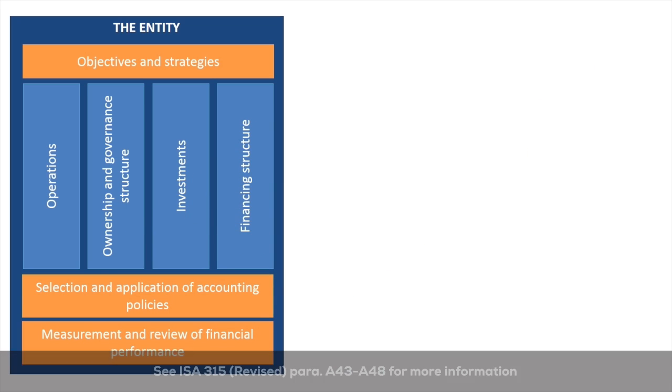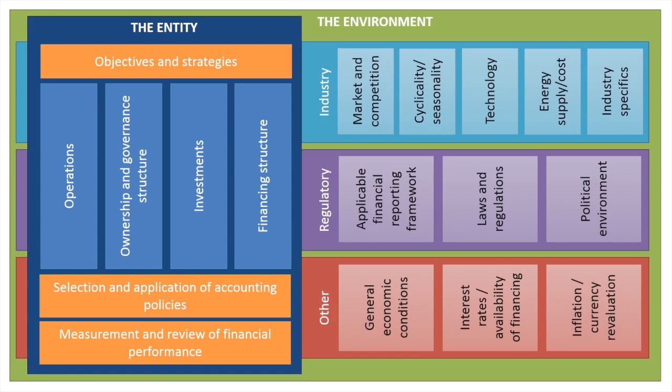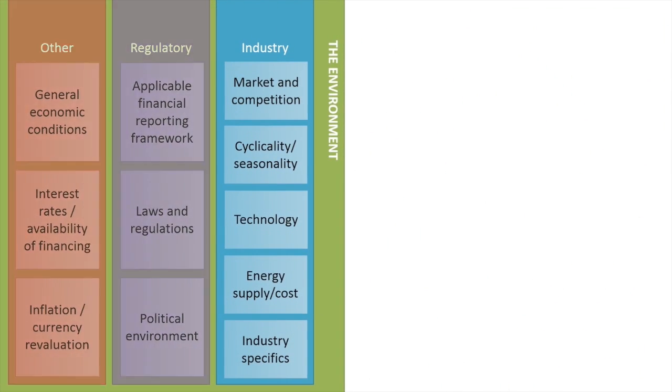So we've just finished understanding the entity, Monty Travel. Now we need to consider its environment. Let's start with industry. What are some of the characteristics given in the background information? Hit pause and see what you can come up with. Ready? Here's what I have.